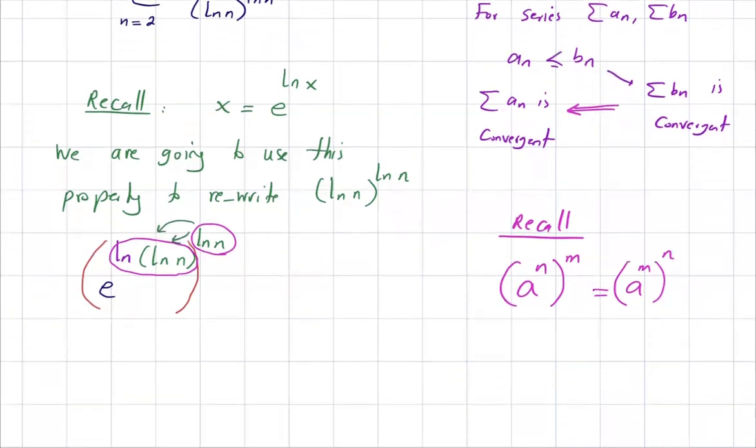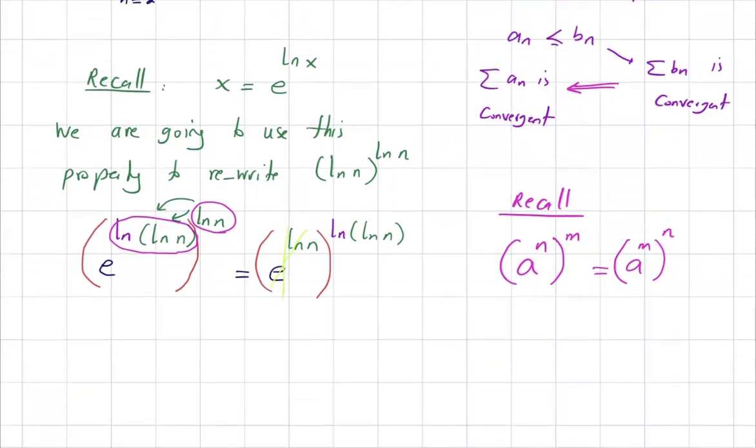So you can write this as e to power ln of n raised to power ln of n. Very good. Now get rid of e and ln. This is equal to n raised to power ln of n.